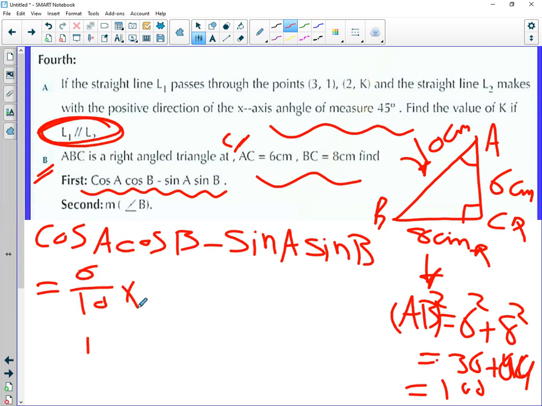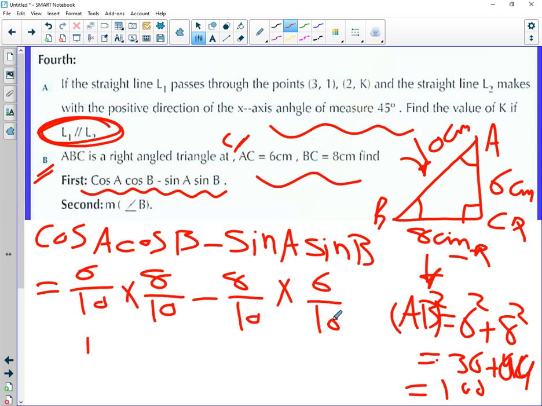Cosine B equals what? Cosine B also equals adjacent over hypotenuse, equals 8 over 10. Sine A equals opposite over hypotenuse, 8 over 10. Sine B equals what? Opposite over hypotenuse, yes, 6 over 10. Then 6 over 10 times 8 over 10 minus the same value, 6 over 10 times 8 over 10. Then the result is 0. This is the first required.